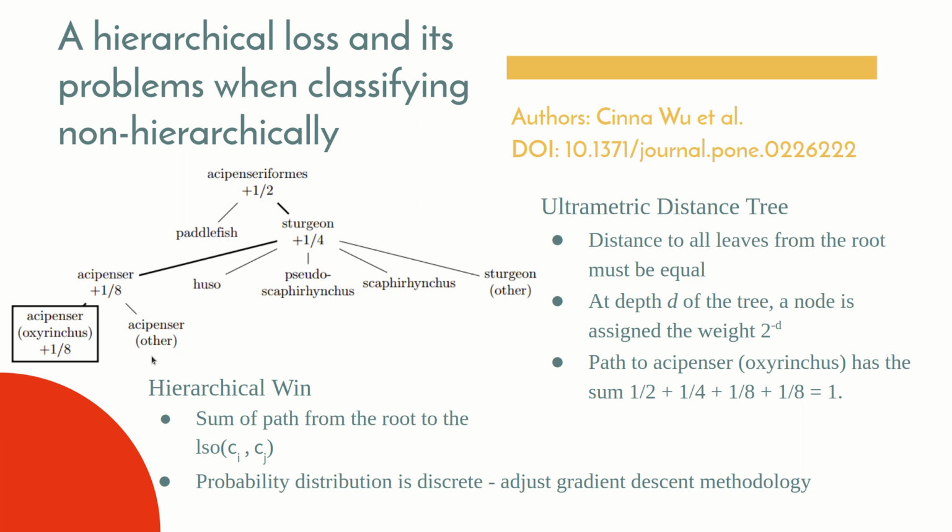So the hierarchical loss here is defined as the sum of the path from the root to the lowest common ancestor between the target and the guess node. So in this particular case, if a sibling was the lowest common ancestor, the hierarchical loss is 1/2 plus 1/4 plus 1/8. But now we note that the probability distribution has become discrete in nature. And so we may need to adjust the gradient descent methodology for it to work in this particular context.